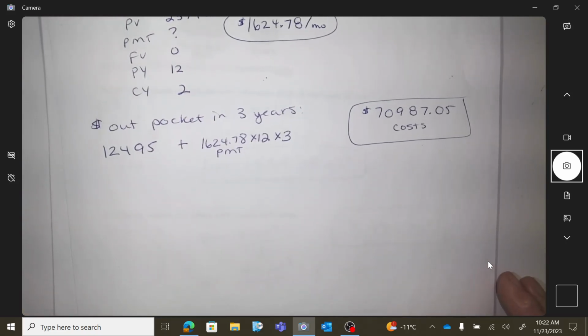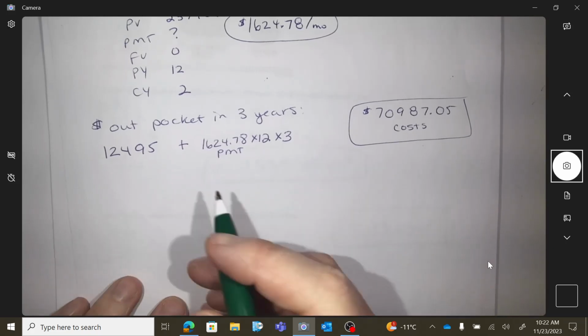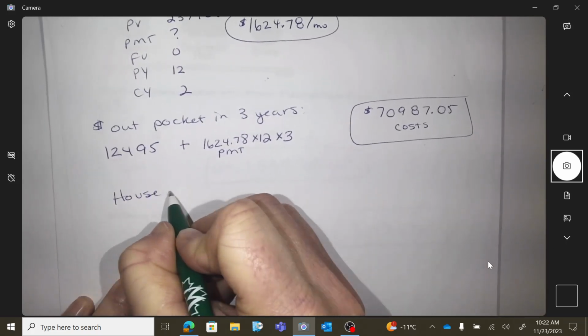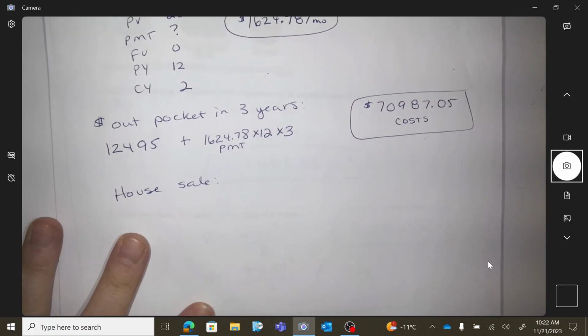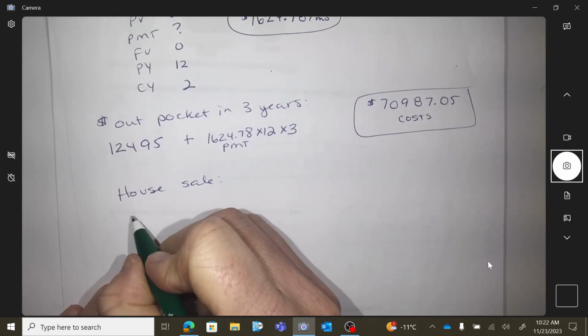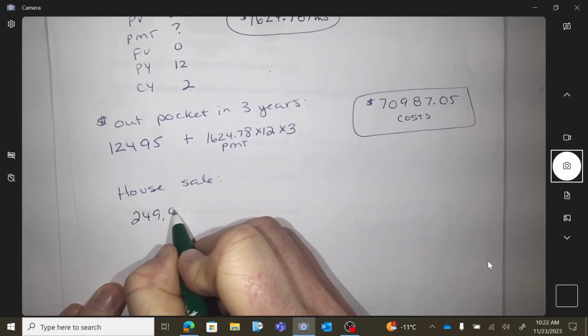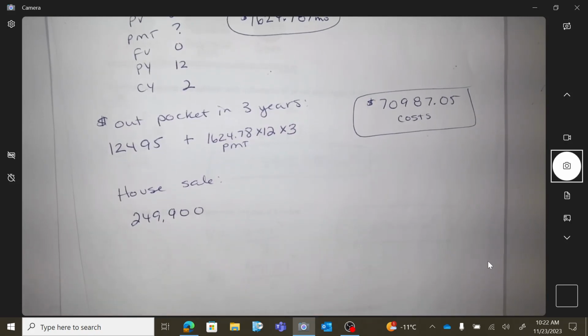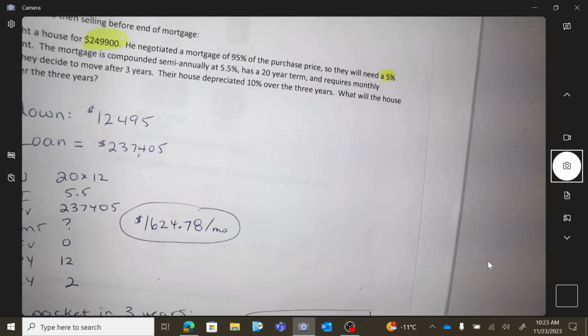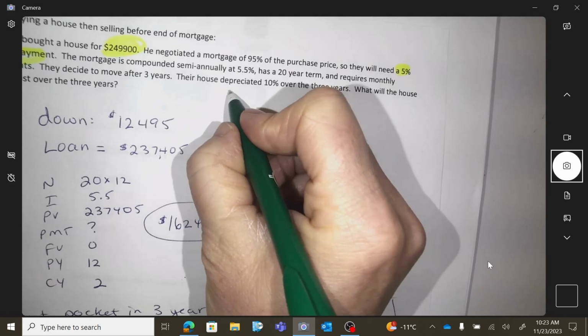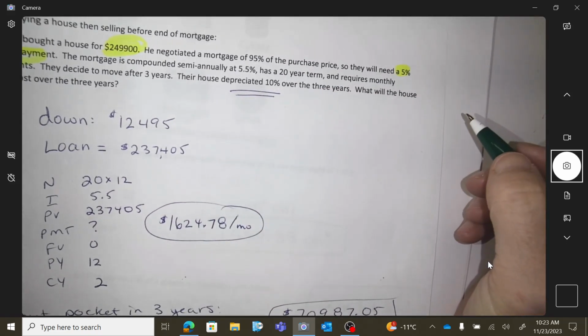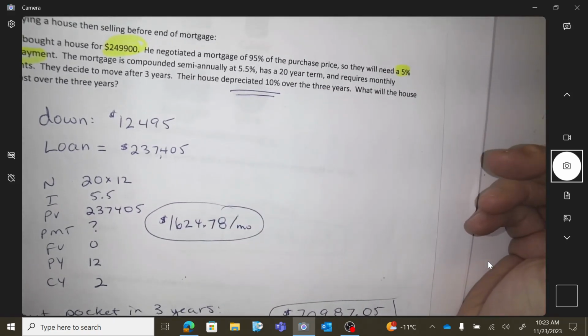Okay, now let's sell our house. So when we bought it, it was worth that much. And then here's what it says. The house depreciated. Okay, that doesn't happen very often, but in this case it did.